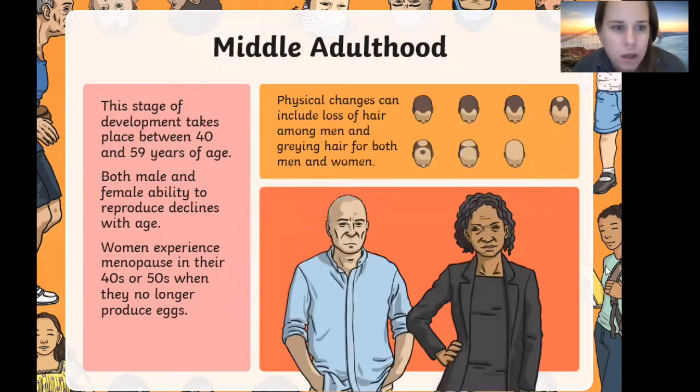Middle adulthood. This stage of development takes place between the age of 40 and 59 years of age. Both male and female ability to reproduce begins to decline with age. Women experience what is called menopause in their 40s or 50s, which means they can't produce eggs anymore. Physical changes can include loss of hair among men and the greying of hair for men and women.